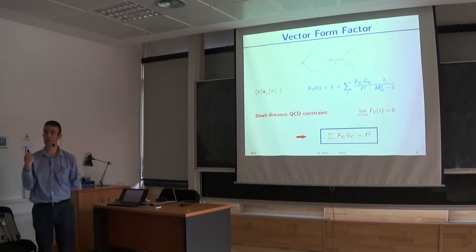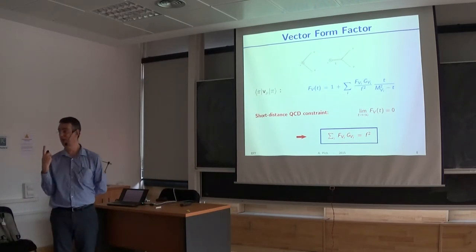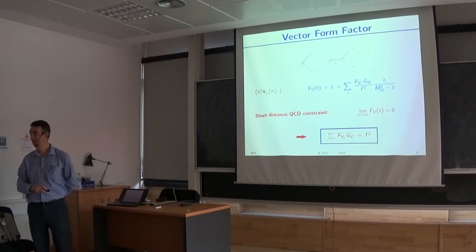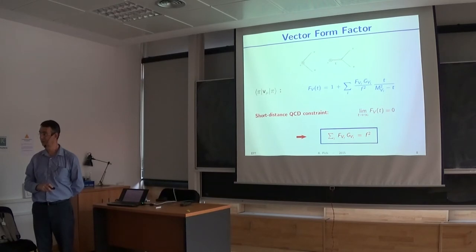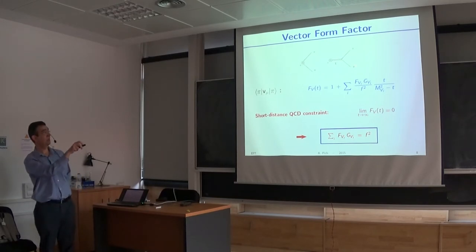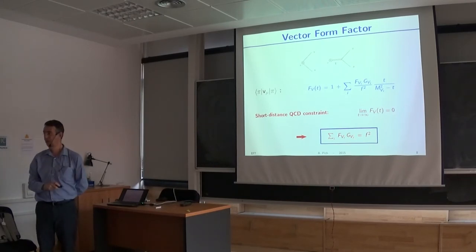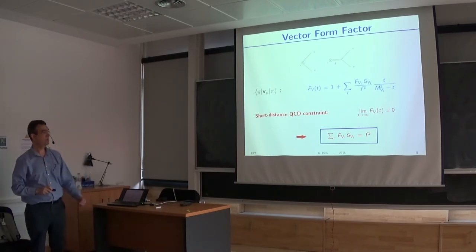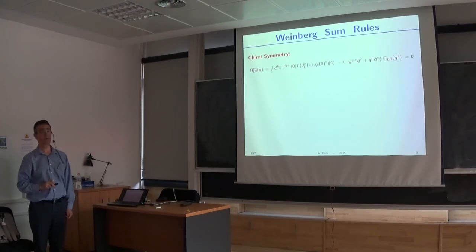If you work in the approximation that you put a single vector resonance, you are fixing the product of the two couplings in terms of the pion decay constant. So F is the coupling of the resonance to the photon, G is the coupling of the resonance to two pions. And once you understand that, you can play with many other things.